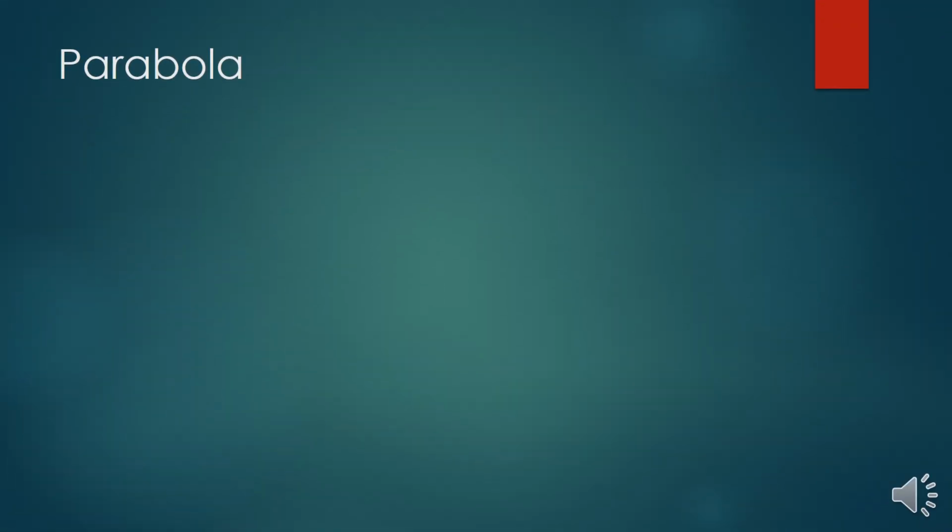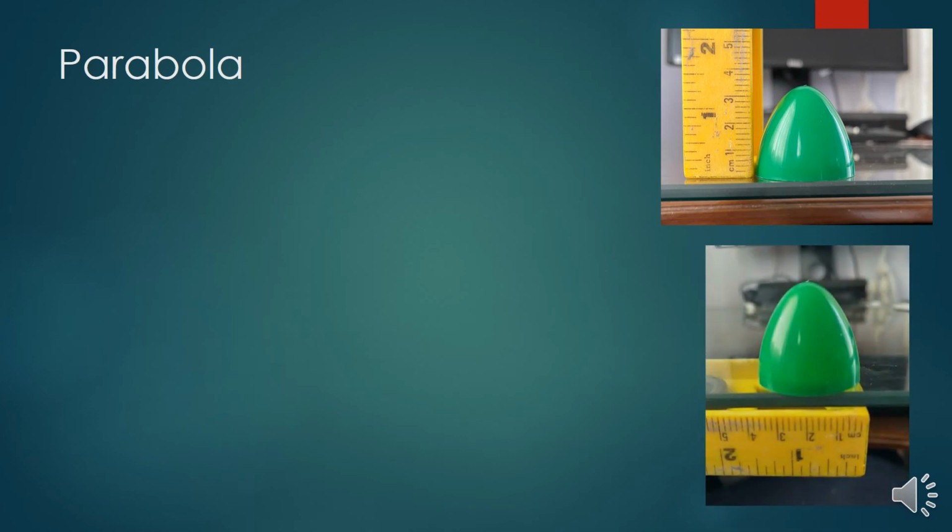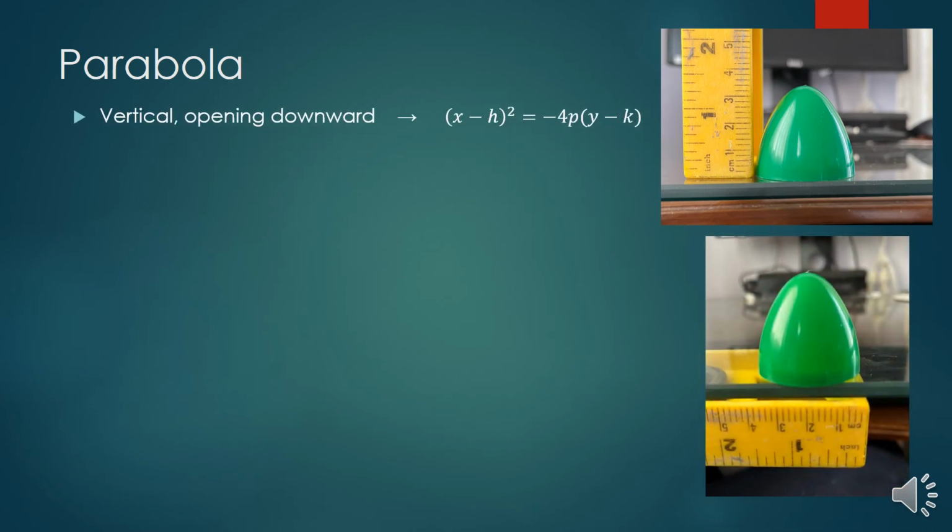I also chose to measure the parabola, which is the Easter egg lid. It's vertical opening downward, so it's (x minus h) squared equals negative 4p times (y minus k), assuming that p is positive. It's 4 centimeters wide, so 2 centimeters on each side, and 3.6 centimeters tall.